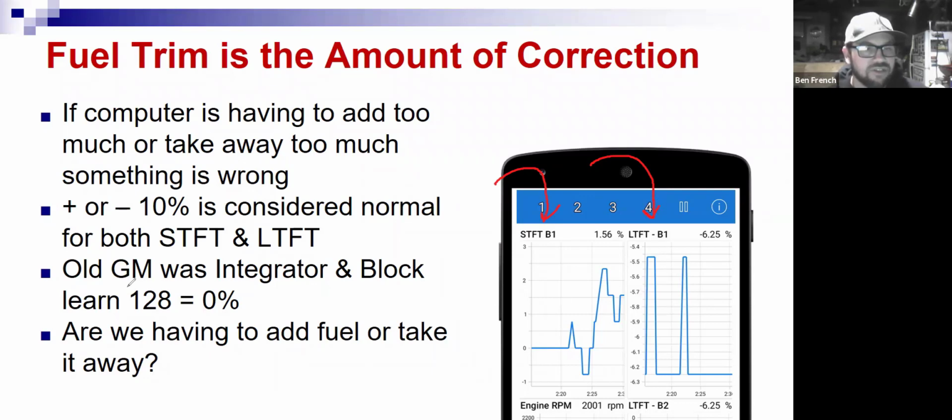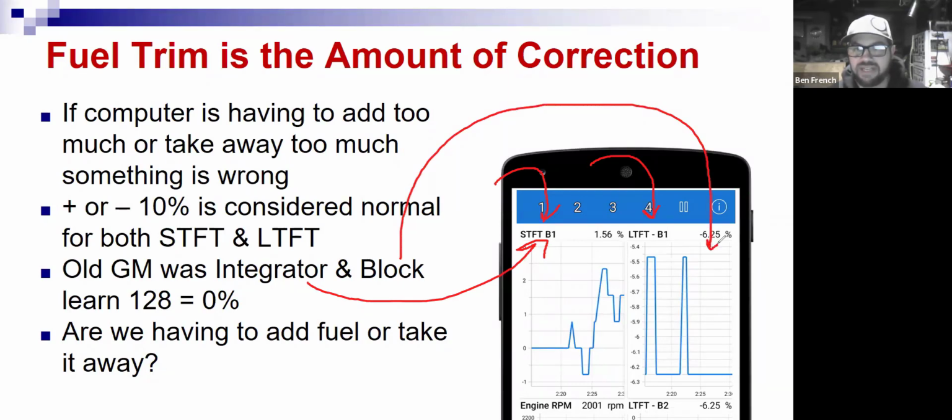And those old GM cars, I told you earlier, they were miles ahead as far as diagnostics. Believe it or not, GM had fuel trim way back in the 80s on their fuel injected vehicles. They called it integrator and block learn. So integrator was your short-term fuel trim and block learn was your long-term fuel trim. And instead of them saying 0%, they would say 128 was their normal value. So if you were at 128 for both integrator and block learn, you had 0% fuel trim going on.